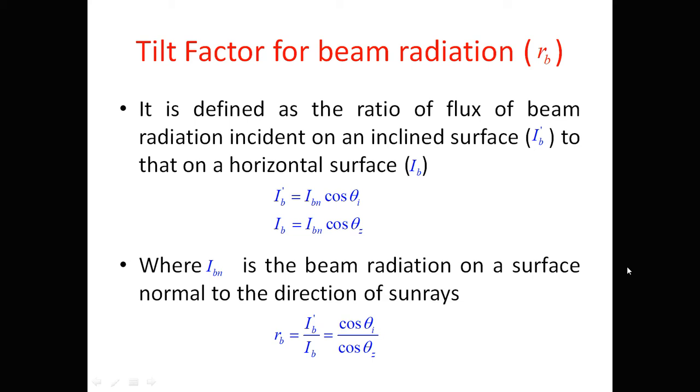So what is this part? I_B bar, I_B dash, is equal to I_BN cos theta_i, and I_B is equal to I_BN cos theta_z. So what is I_BN? I_BN is the beam radiation on a surface normal to the direction of sun rays. Theta_i is the angle of incidence, theta_z is the zenith angle. Now we can define R_B as the ratio of I_B dash to I_B, which is equal to cos theta_i by cos theta_z. So this is the definition of R_B.